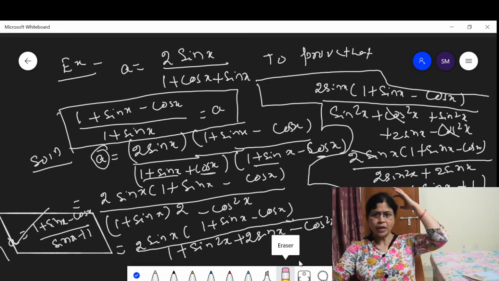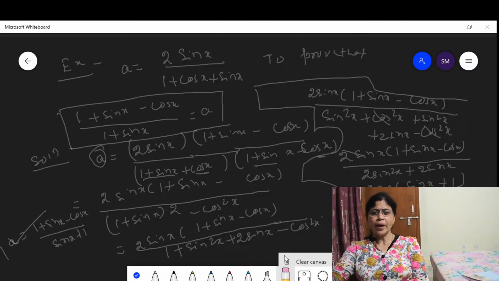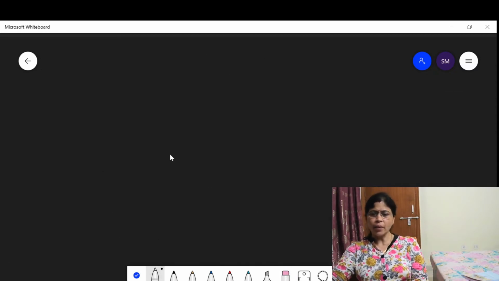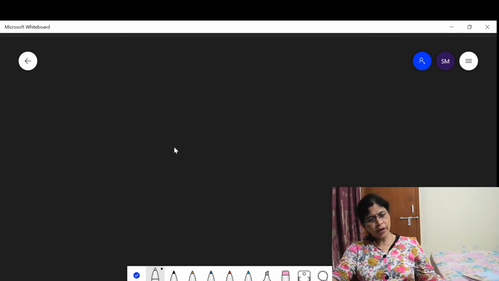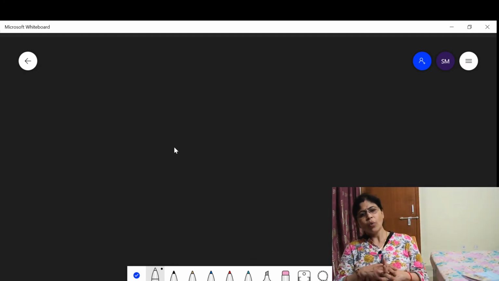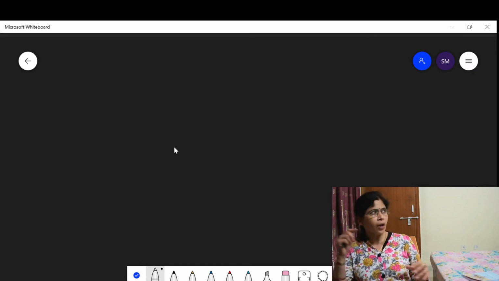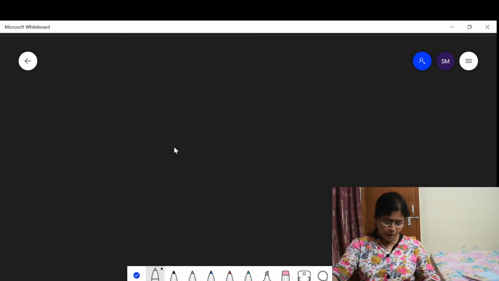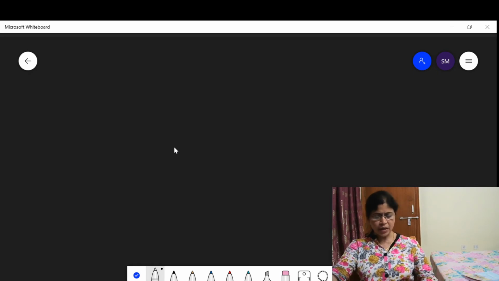Now let us practice another question. The main three identities, which you have already studied in class 10, are: sin square theta plus cos square theta is equal to 1; 1 plus tan square theta is equal to sec square theta; 1 plus cot square theta is equal to cosec square theta. All these three are basic identities of trigonometry.